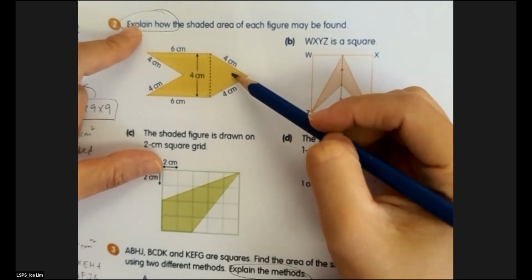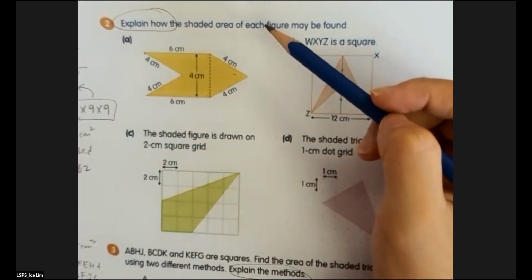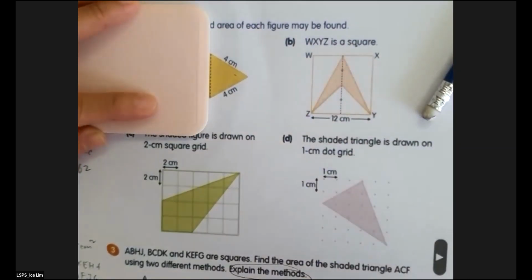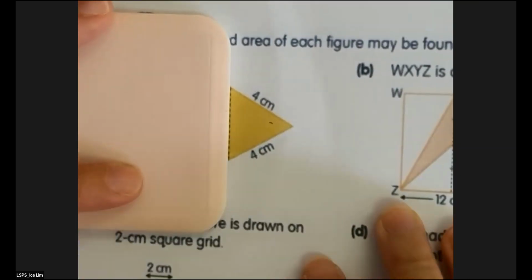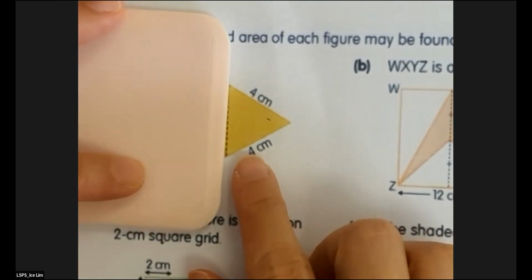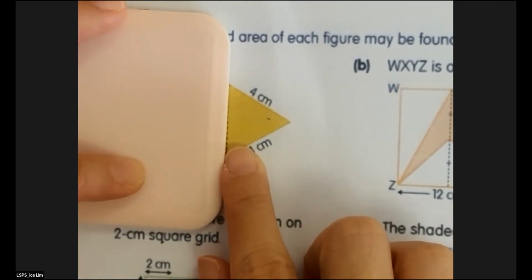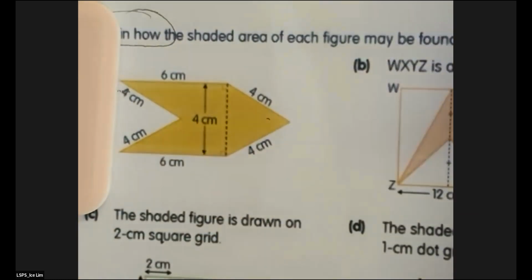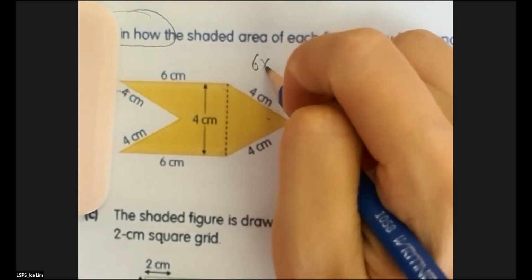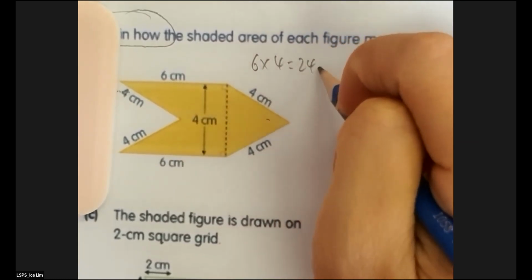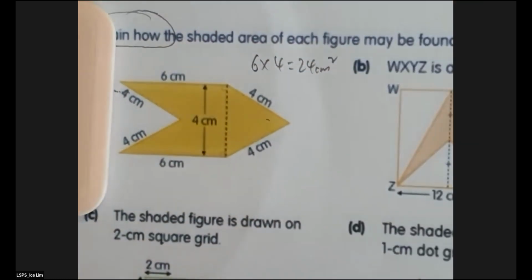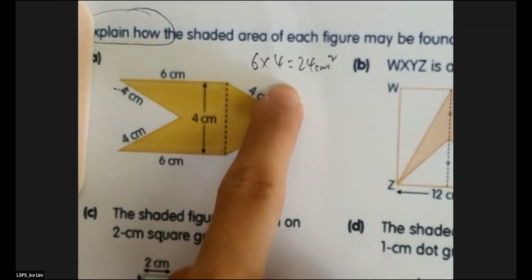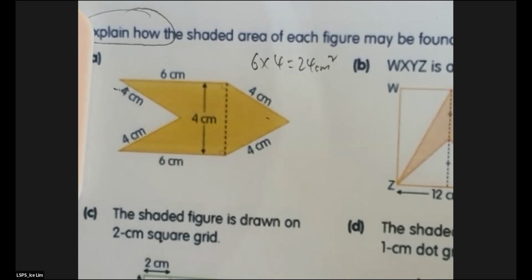So she says, look, this triangle looks like an arrow here. I can shift this triangle onto here, right? Then the area will just be 6 times 4. Finish. The area of this shaded figure is 24 square centimeters.